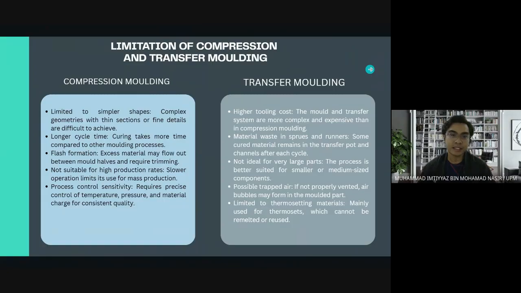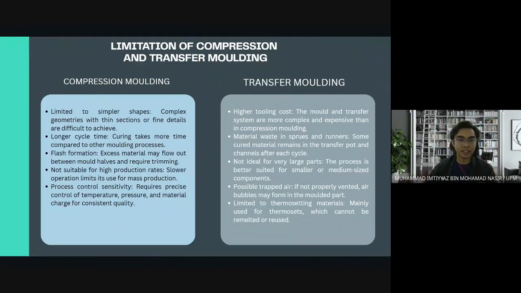And lastly is the limitations of compression and transfer molding. For compression molding, it's limited to simpler shapes, because for complex ones we use transfer molding. And next, it has longer cycle times. The curing takes more time compared to other molding processes. And flash formation, where excess material may flow out between the mold halves and require trimming. Also, it's not suitable for high production rates because it's slow.